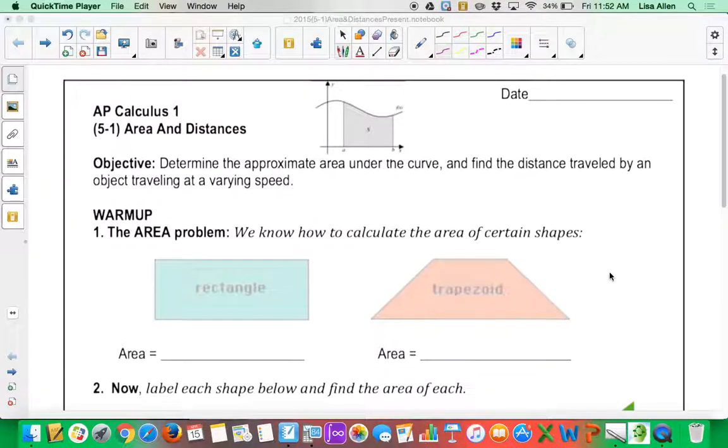Welcome back. We're now into chapter 5. We just finished up 410, which was finding the antiderivatives, and now we are working on area and distances.